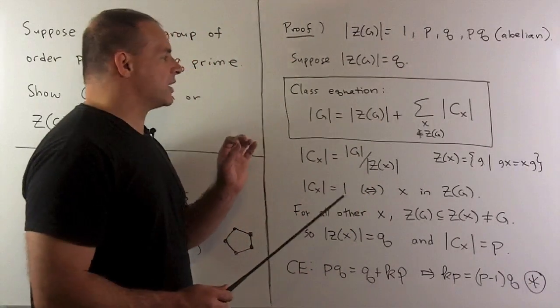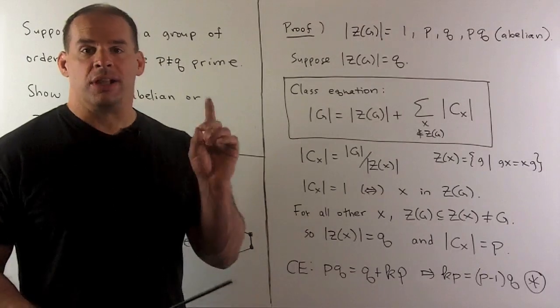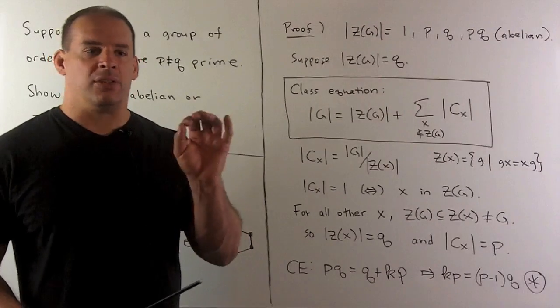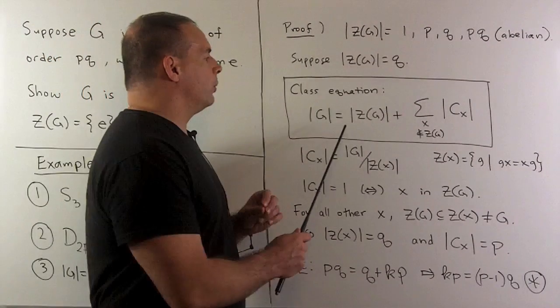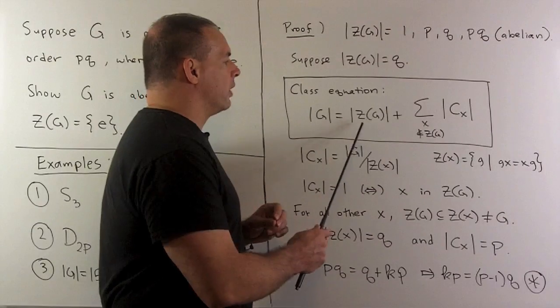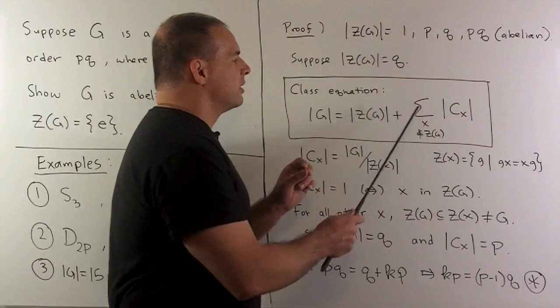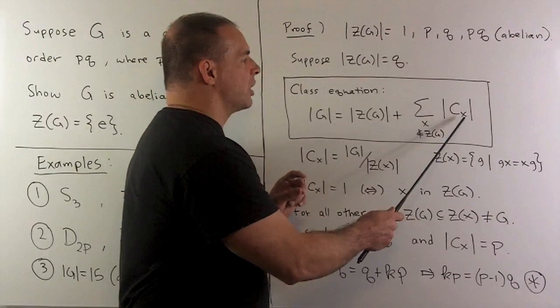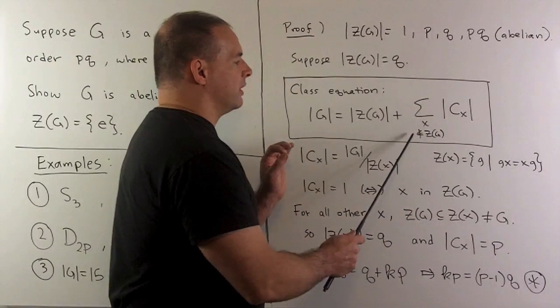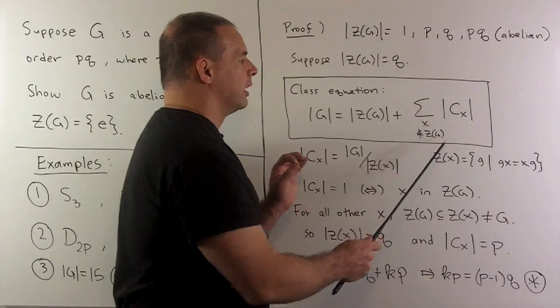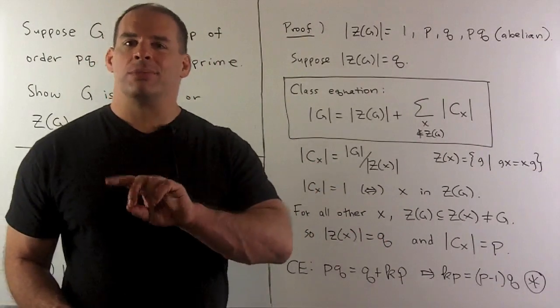Then we recall our class equation. The class equation says the order of the group is equal to the order of our center plus the sum of the orders of conjugacy classes for elements that don't live in the center. Now, the rest is just arithmetic.